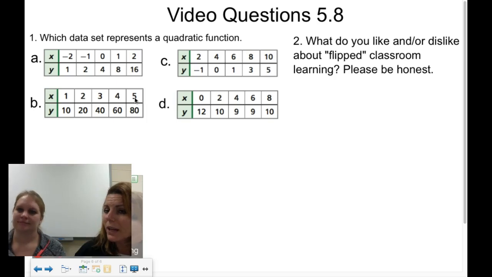And then the next question. What do you like and or dislike about flipped classroom learning? And please be honest. You won't hurt our feelings. We just want to know, do you like it, do you not, why or why not?